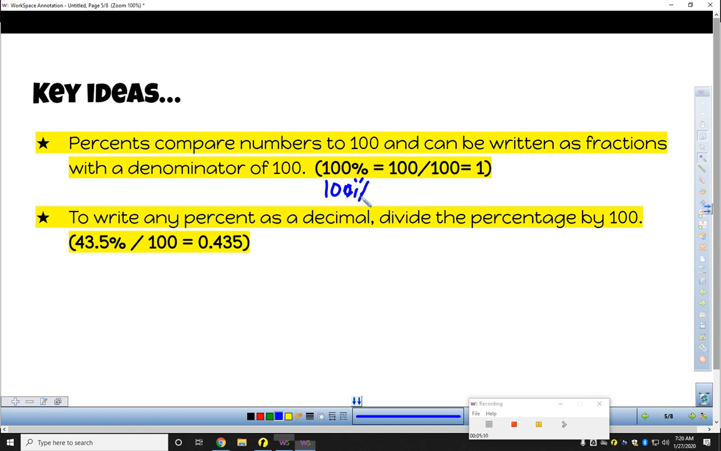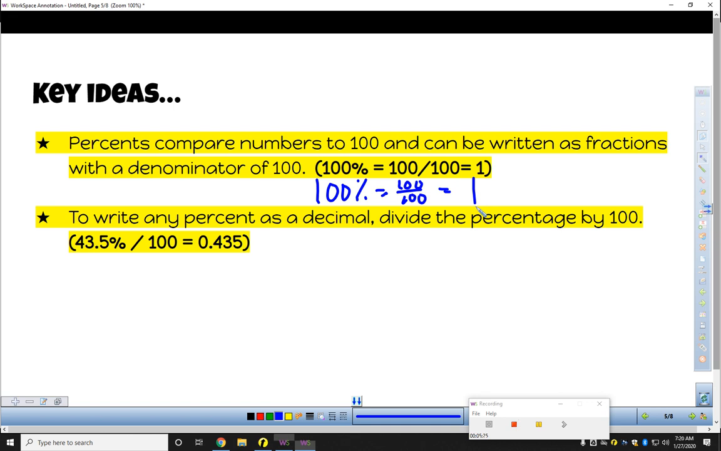100%. Let's try writing that again. 100% is equal to 100 over 100. You can use the fraction bar or the slash. And anytime you have a numerator and denominator that are the same, that's one whole.